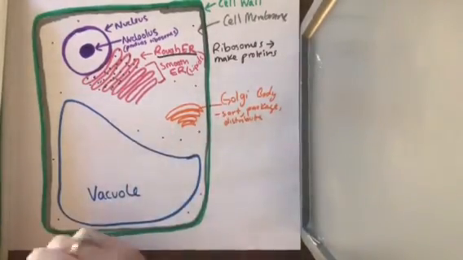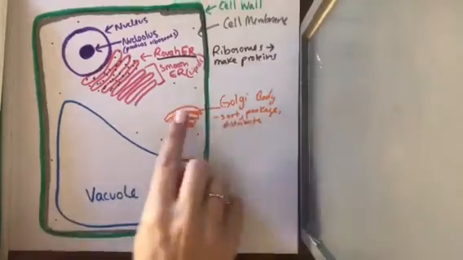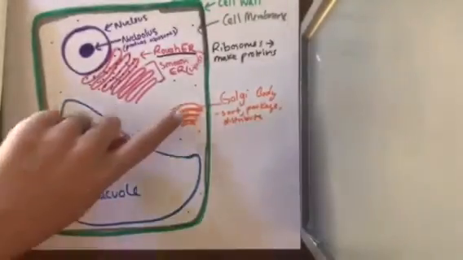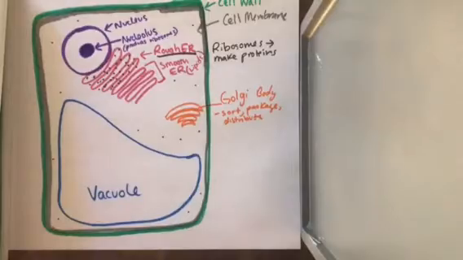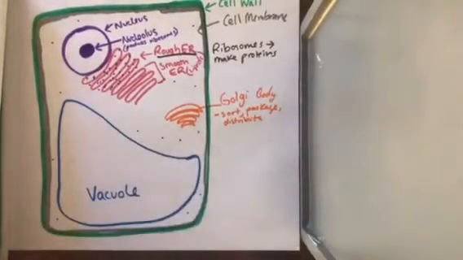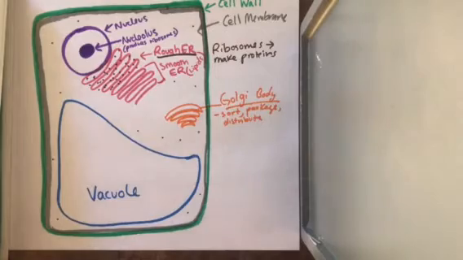So it could package up things in little vesicles and go ahead and send them through that cell membrane out of the cell if it needed to. You can think of the Golgi body as like the mail center, or like FedEx or UPS or something like that. Okay, we're almost done. We only got a few left.